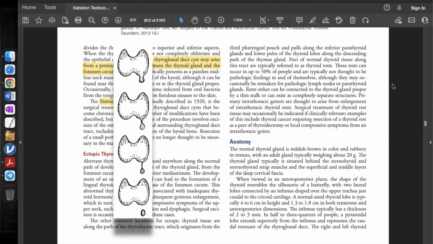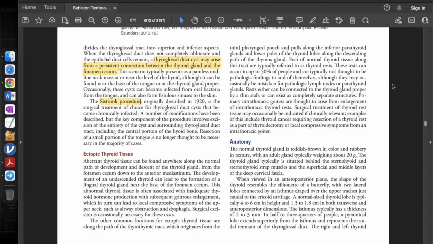The rests either can be connected to the thyroid gland proper by a thin stalk or can exist as completely separate structures. Primary intrathoracic goiters are thought to arise from enlargement of intrathoracic thyroid rests. Surgical treatment of thyroid rest tissue may occasionally be indicated if clinically relevant. Examples of this include thyroid cancer requiring resection of a thyroid rest as a part of thyroidectomy or local compressive symptoms from an intrathoracic goiter.